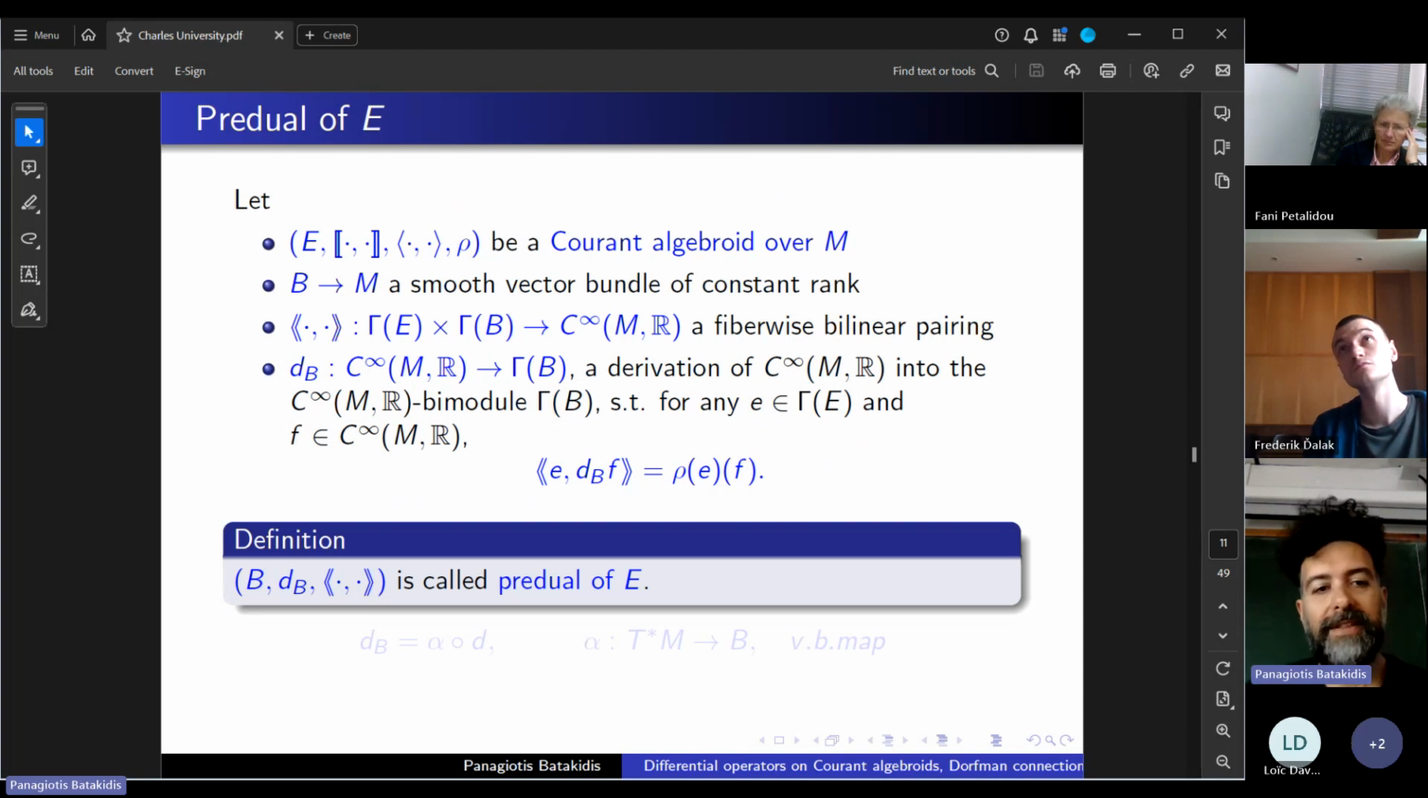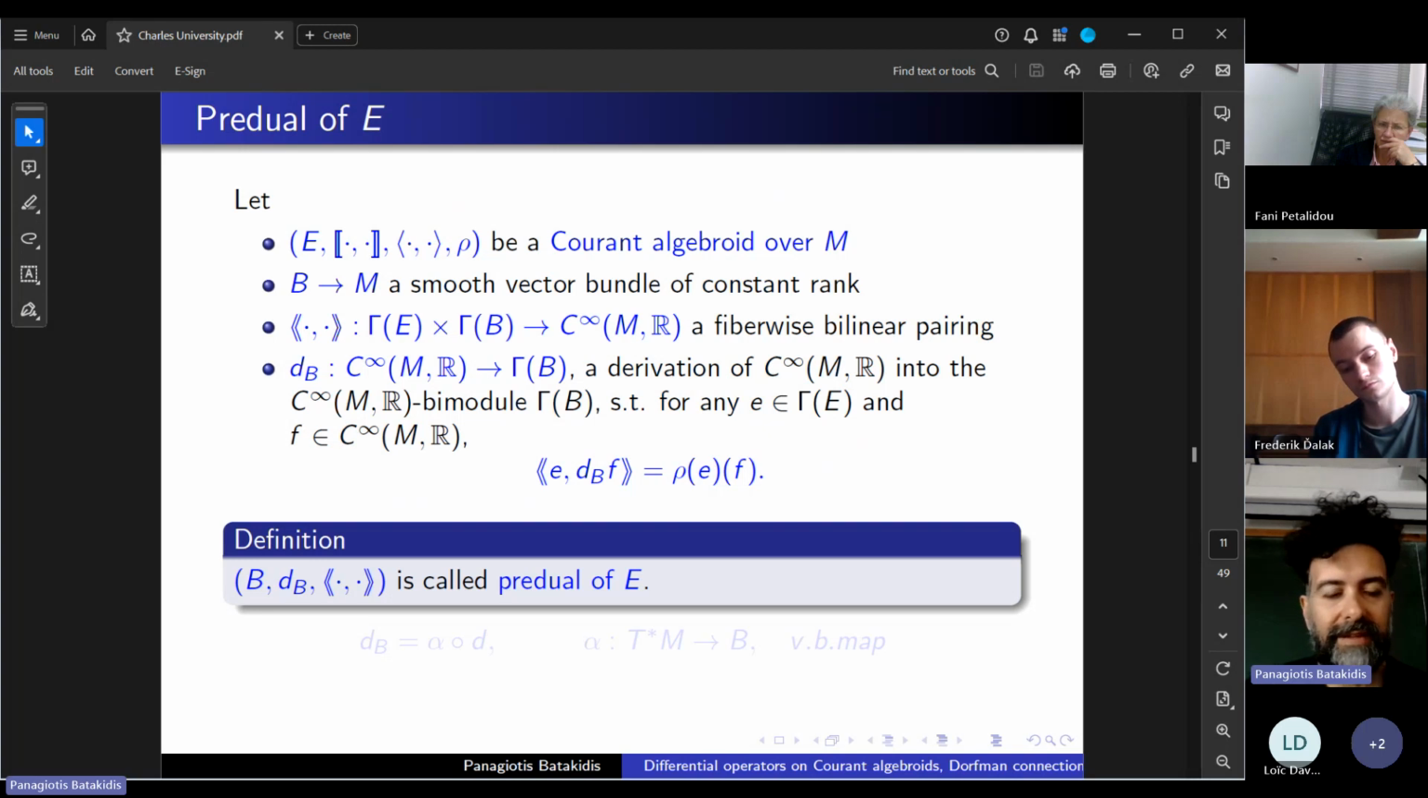And there is a map in the definition of a pre-dual vector bundle, this DB, which works a little bit like DE, the map you had in the definition of a Courant algebroid. It's a derivation of the algebra of functions. It takes values in sections of B, and it satisfies this identity. But remember, it's not non-degenerate. So all this put together is the definition of a pre-dual of E.